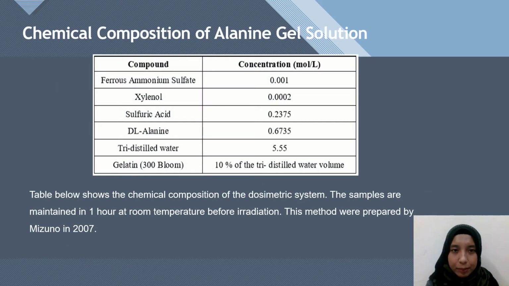Dosimetric system of alanine gel solution. This compound was proposed by Mizuno in 2007, and the sample used was maintained for 1 hour at room temperature before irradiation. Some of the compounds used are ferrous ammonium sulfate, xylenol, sulfuric acid, DL-alanine, tridistilled water, and gelatin.